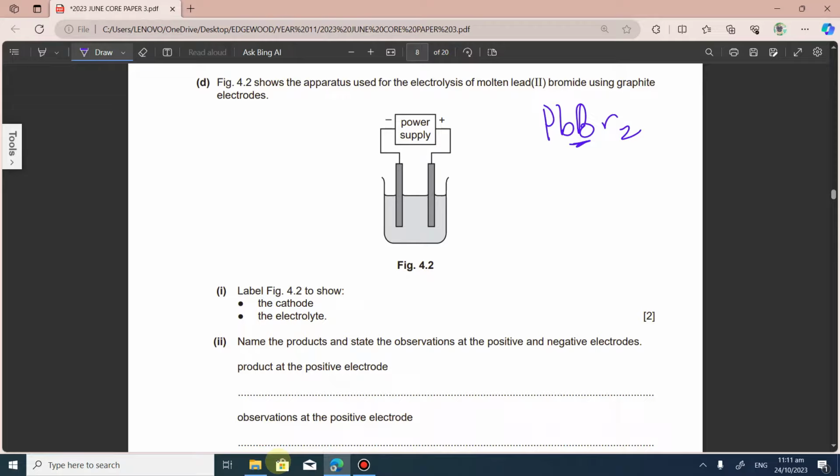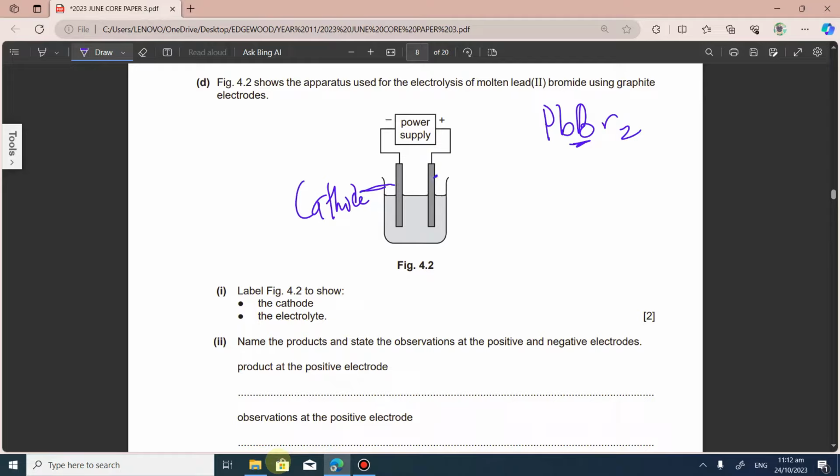Now in the structure of an electrolytic cell, remember that there are electrodes, and the electrodes are either the cathode or the anode. The cathode is the negative electrode, while the anode is the positive electrode. So just go to your diagram and look for where you have the negative electrode, which is this, and this is the cathode. If this is the cathode, that means this is the anode.